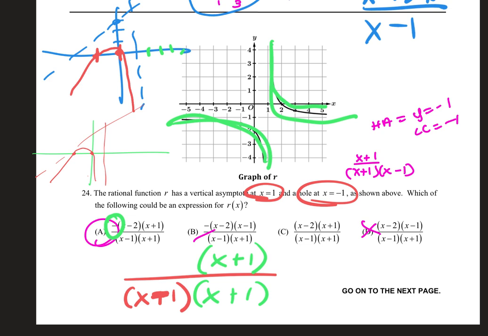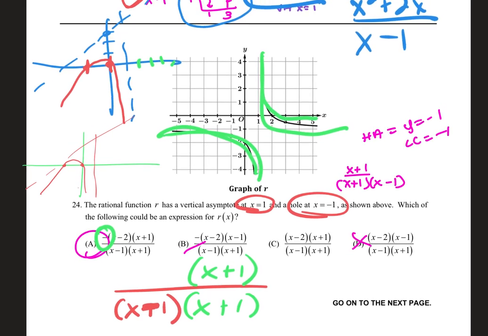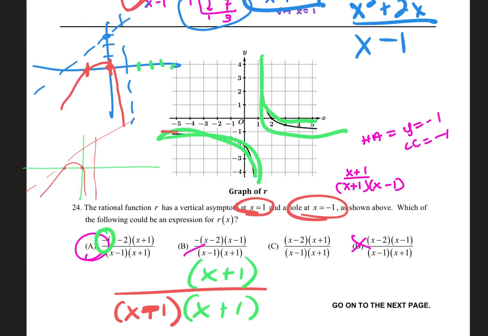That's one thing. You could have also looked at your horizontal asymptote. Your horizontal asymptote was at -1. So what's going to cause a -1 would be a leading coefficient that's negative, and that's why A was the choice.